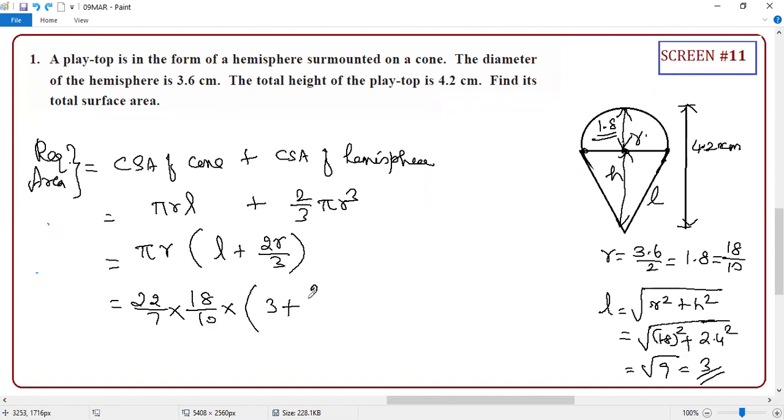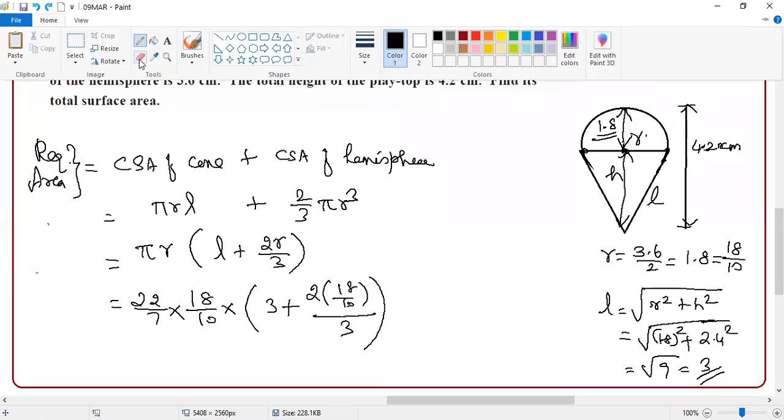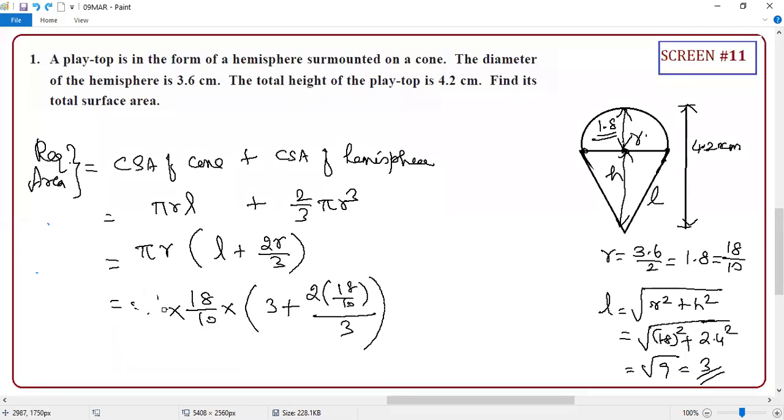Yes, sir. Now l is 3, and r is 18 by 10. That's all. Now you can simplify, it's your duty, students. The problem is, guys, whether 7 is getting cancelled by anything? No. If it is not getting cancelled, and they didn't say in the question pi equals this value, then keep pi as pi, students. No problem. Are you clear? You keep pi as it is when 7 is not getting cancelled, and the question doesn't give you that pi equals this value.